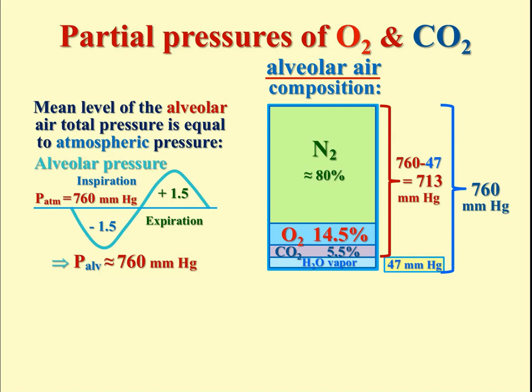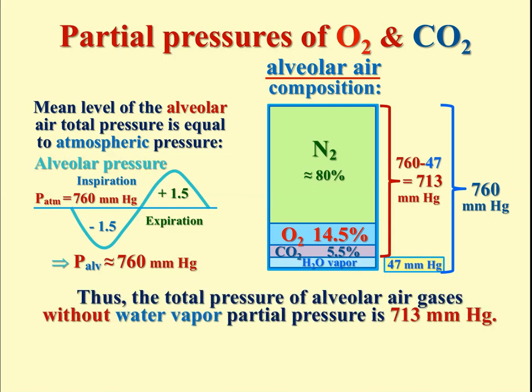And only from this value, 713, we can take percentage of other gases. You should not forget about the water vapor, which always should be subtracted from total pressure. And then we can calculate the partial pressure of oxygen and carbon dioxide in alveolar air. 713 is the total pressure.